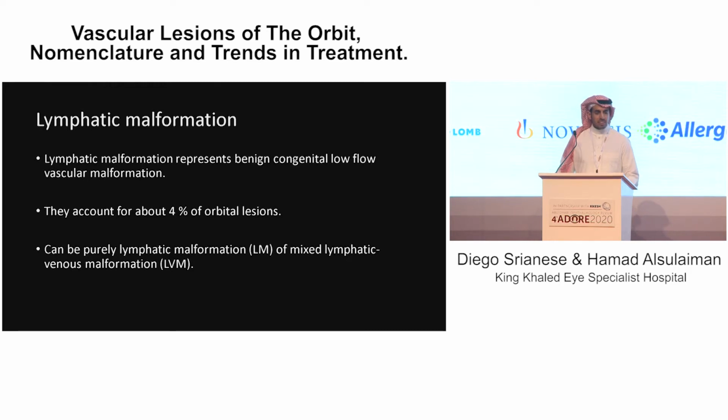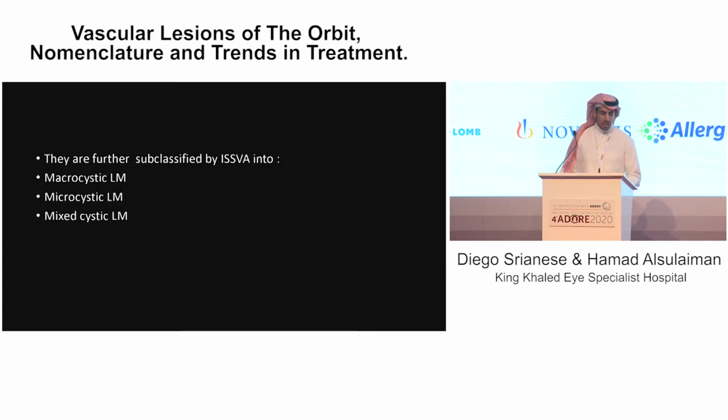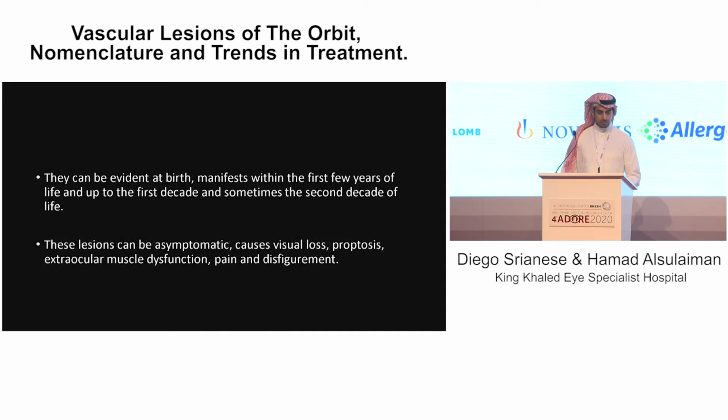So lymphatic malformation is a benign, congenital, low-flow lesion. They account for about 4% of all orbital tumors. It's not that common, and it can be purely lymphatic or combined with venous malformation, so it's called mixed lymphatic-venous malformation. And they are further subclassified into macrocystic, microcystic, and mixed type.